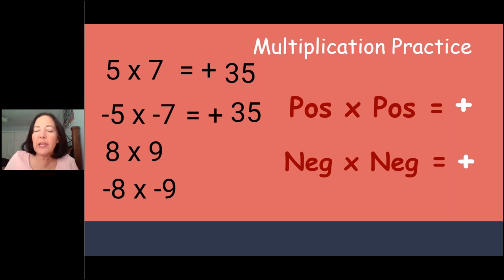Now, the next one is positive 8 times by positive 9. Will that be a positive or a negative answer? It'll be positive. Excellent. Do you happen to know what 8 times 9 equals? 72. You're awesome. The next problem is negative 8 times by negative 9. What's our answer going to be, a positive or a negative?